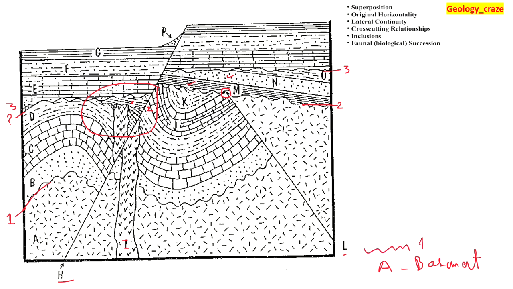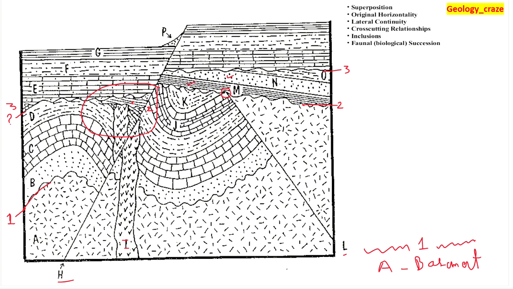One, that erodes the basement rock A. After that, that basement A is submerged. Okay, and we have a water sequence of sediments. Okay, B, C, D.